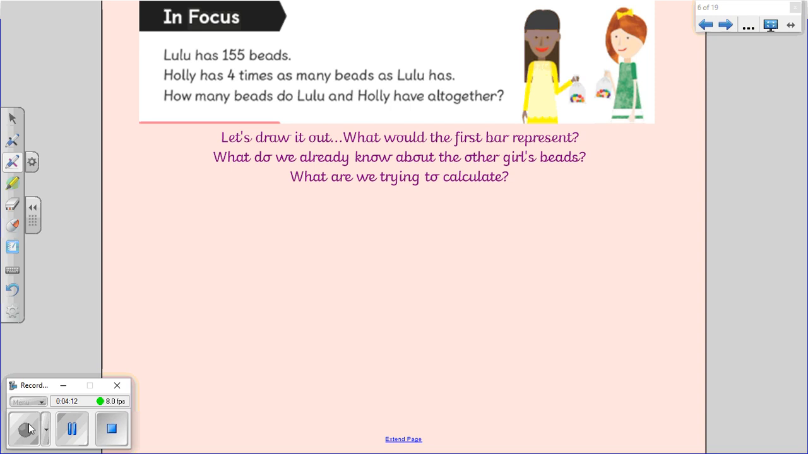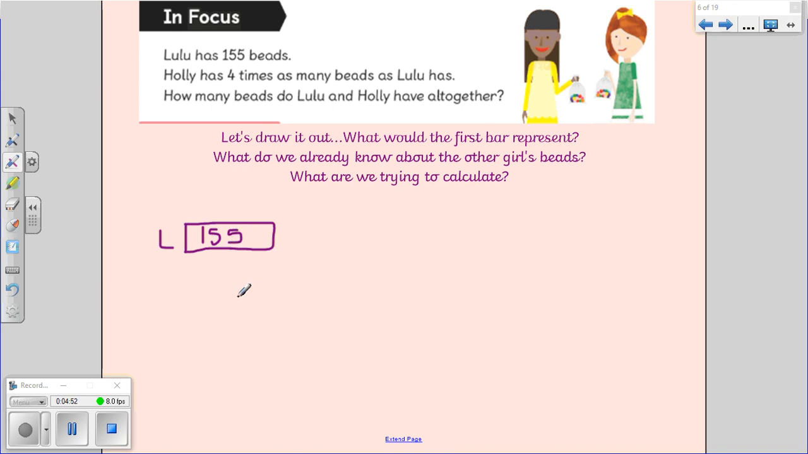Okay, so hopefully you've drawn out your bar. So let's draw one out together so we can see what the problem is asking us to do. So like I said before, we've got 2 children in this problem. We've got Lulu, so we can draw Lulu's bar. I'm going to draw a bar for Lulu. And I already know how much that bar is worth because we know that Lulu has 155 beads. So I can write that in my bar here, 155. That's her total amount of beads.